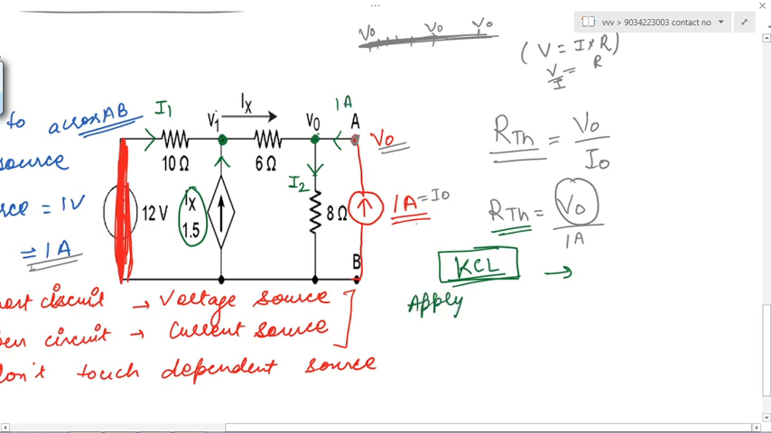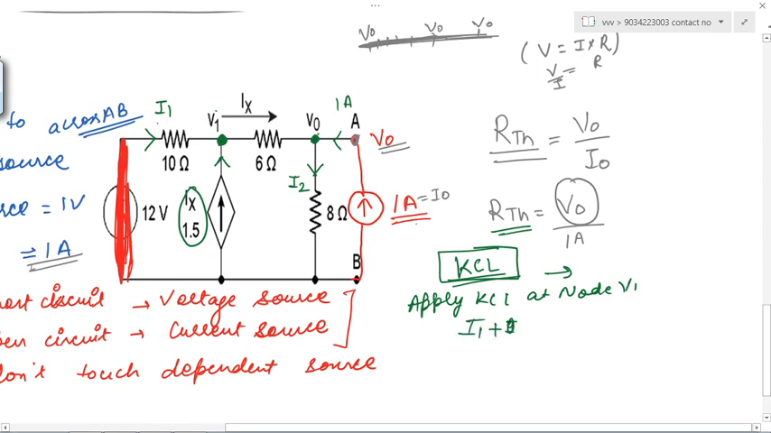So apply KCL at node V1. What does KCL state? KCL states that the sum of incoming current is equal to the sum of outgoing current. This is a node. How much current is entering the node? Just imagine that this is your house, or this is your room. How many people are entering your room? 2. I1 and 1.5 Ix are entering, and how many people are leaving your room? That is Ix.